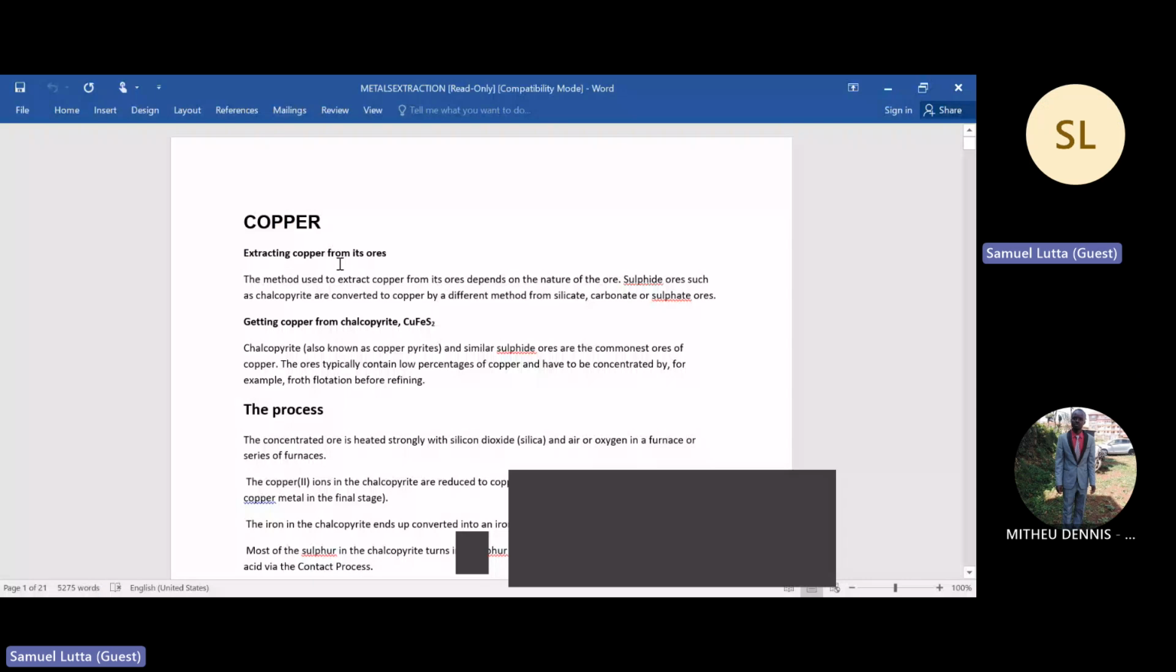Pure form. And we gave an example of copper. The ore is called chalcopyrite, which is copper iron sulfide. And we say there are other ores like copper sulfide. As we said, before we start the refining process, we normally concentrate the ore.